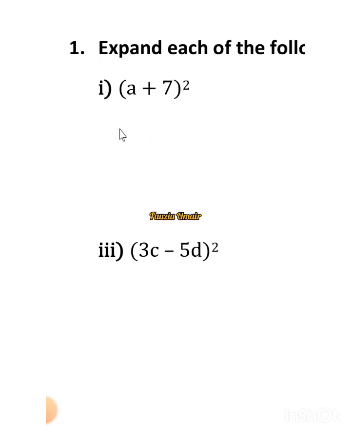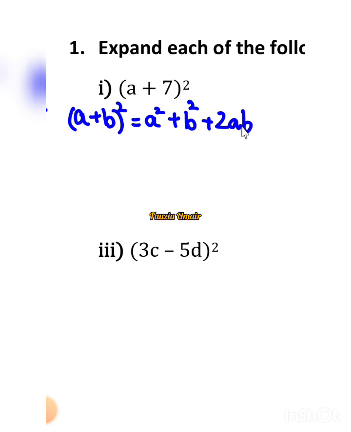So first of all we will solve the first question, which is (a + 7) whole square. It is basically the formula (a + b) whole square. So I will write down using this formula: (a + b) whole square is equal to a square plus b square plus 2ab.